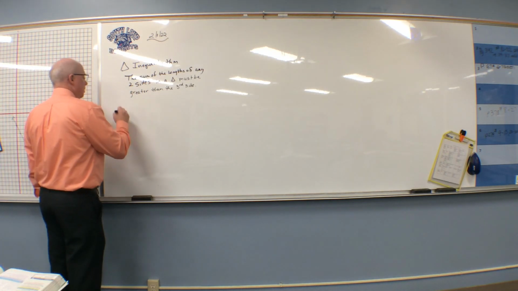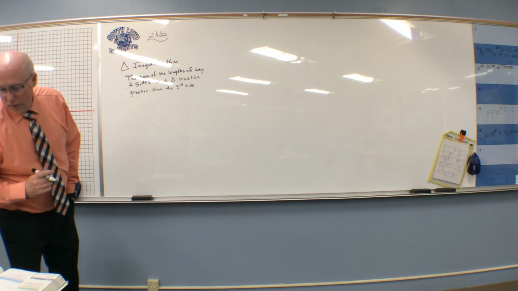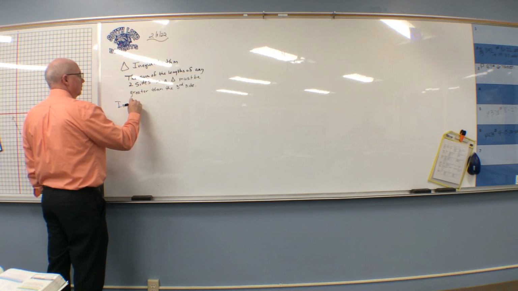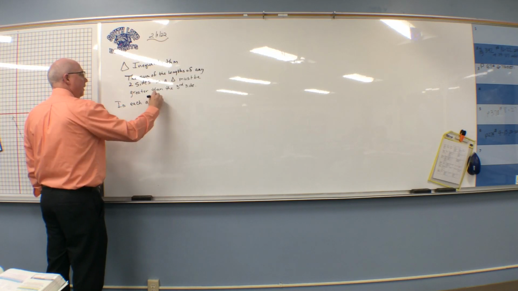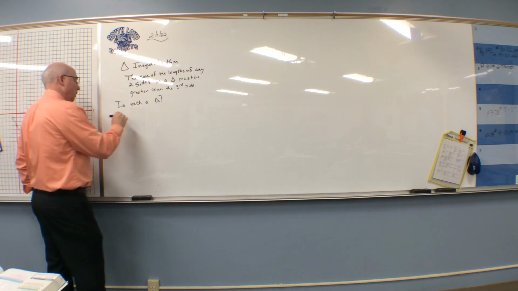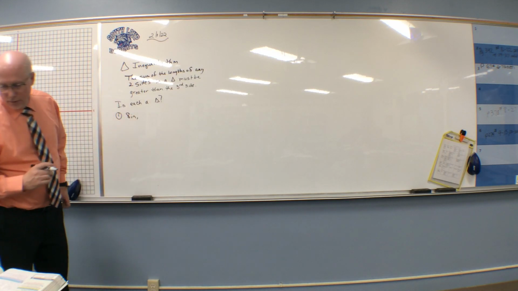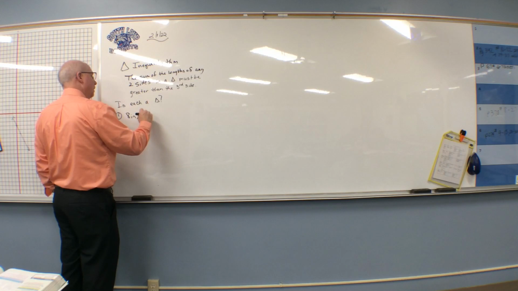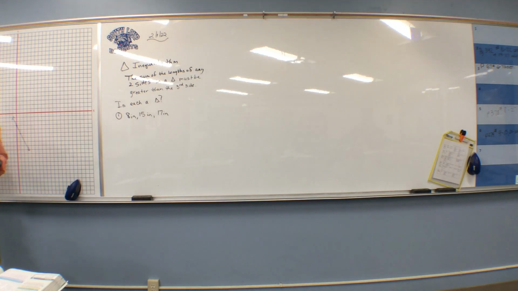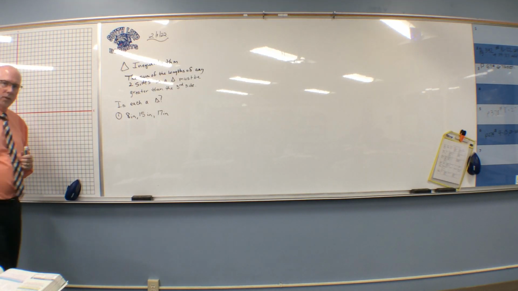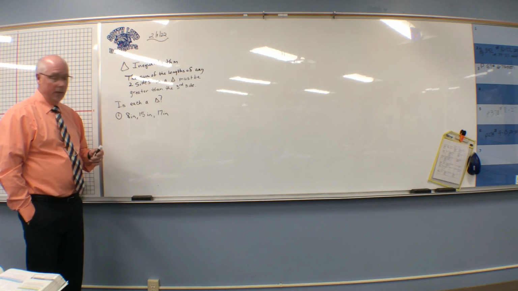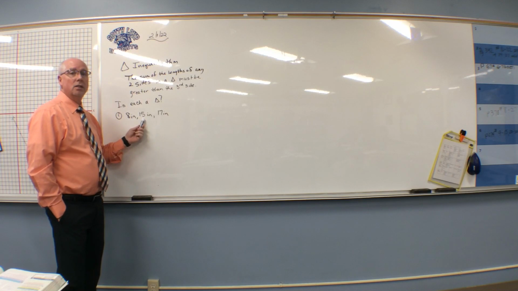Okay? So, is each a triangle? If I give you three sides of a possible triangle, we have 8 inches, 15 inches, and 17 inches. What this says is that if I add any two of the sides, it better be greater than the third side. Not equal to, but greater than. So 8 plus 15 is 23.